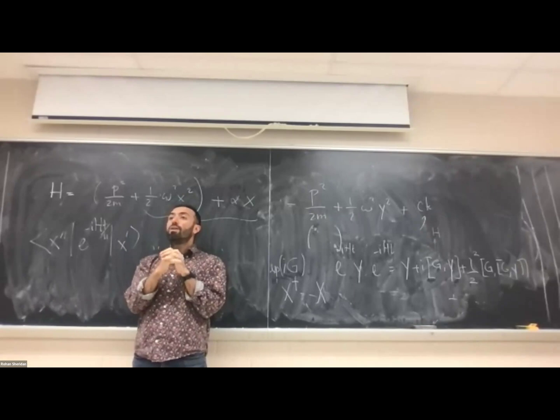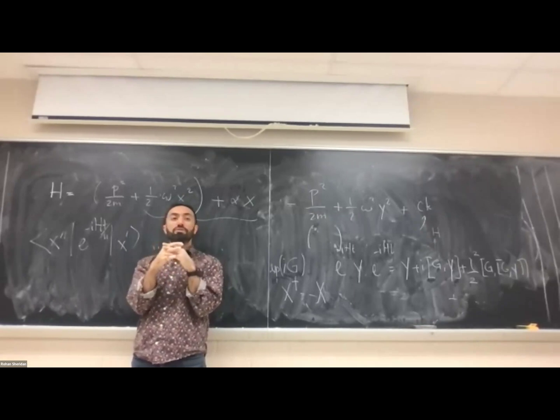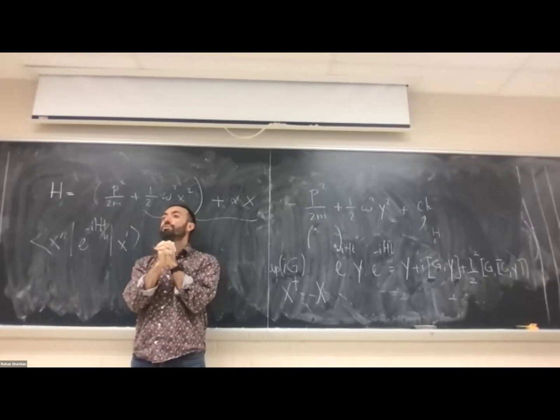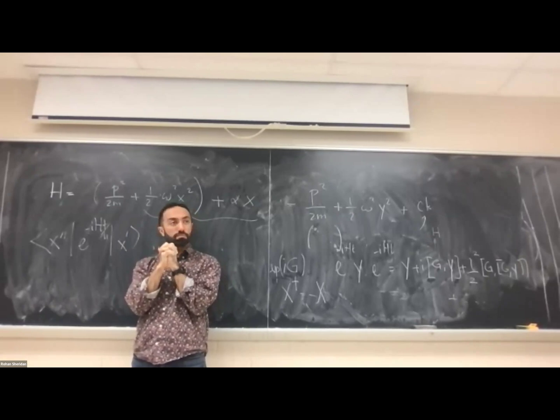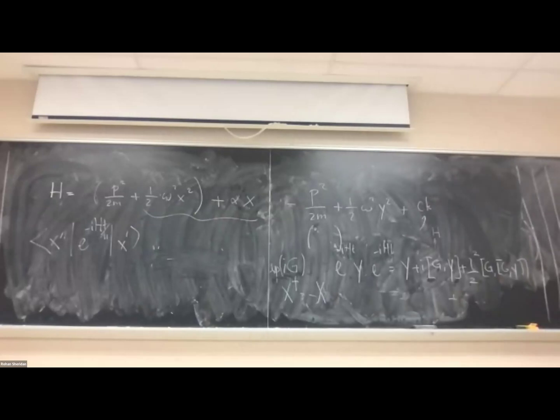The propagator is the Green's function, if you remember what Green's functions are, for the Schrodinger equation. We derived the propagator for the free particle explicitly, right?